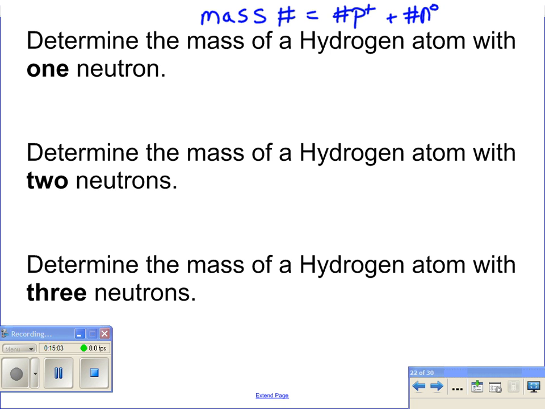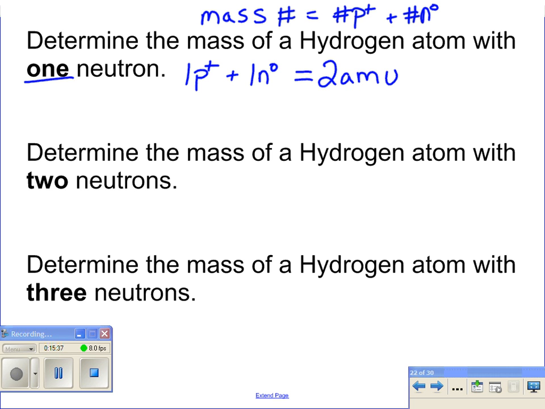Hydrogen is the first element on the periodic table. Its atomic number is 1, which means it has 1 proton. Then it tells us in the nucleus of this atom, there's 1 neutron. So that means its mass number is a total of 2 AMU, atomic mass units.